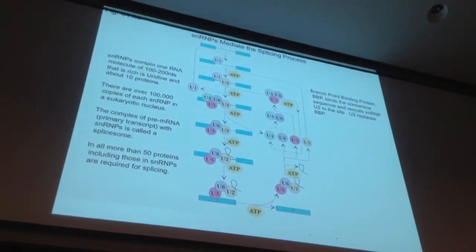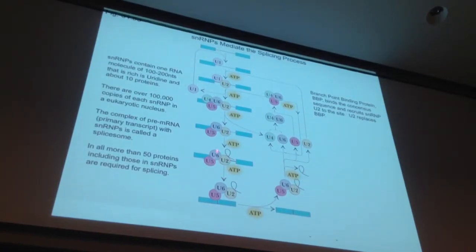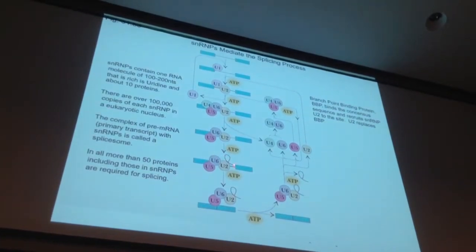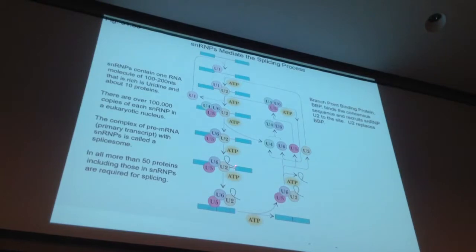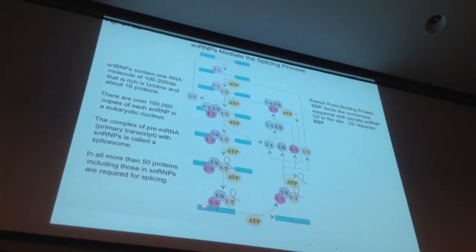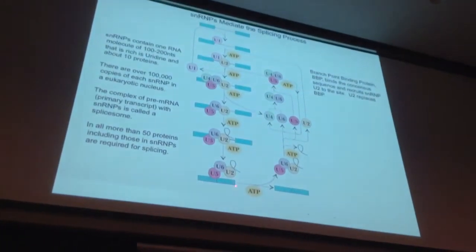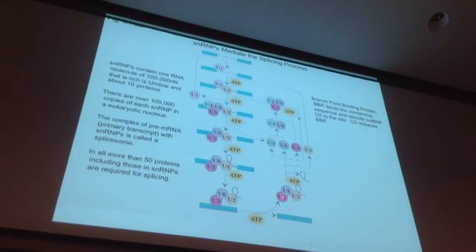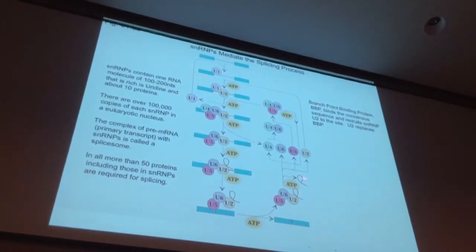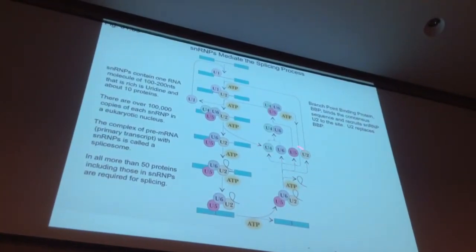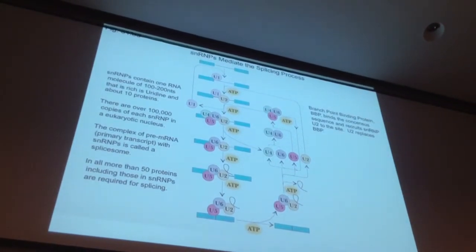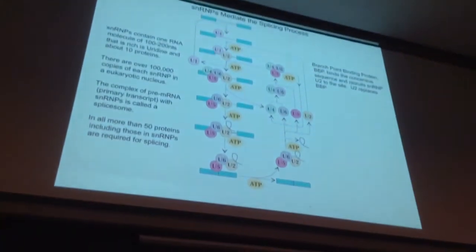Are you still with me? Once these are here, you can see that one end is cut, and it begins to form the lariat. The lariat interacts here, and it's going to cut that out. As the exons are ligated together in an ATP-dependent fashion, they are released. In an ATP-dependent fashion, the lariat is released. In an ATP-dependent fashion, the snRNPs are reprocessed so they can be used again. ATP, over and over again.